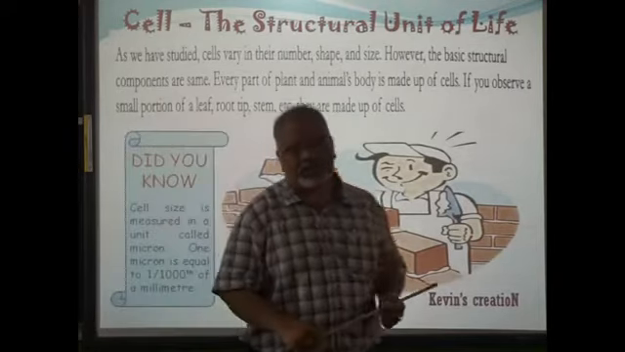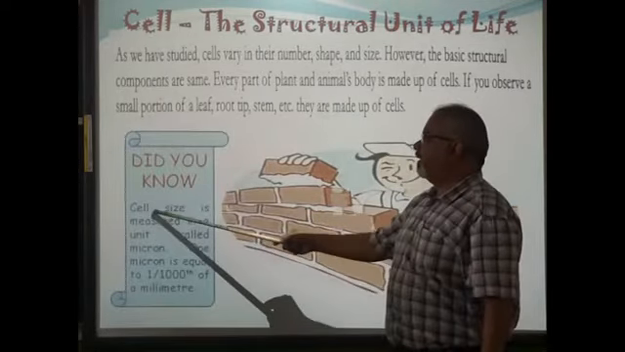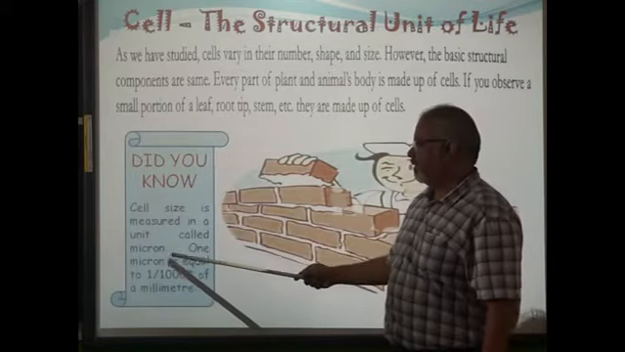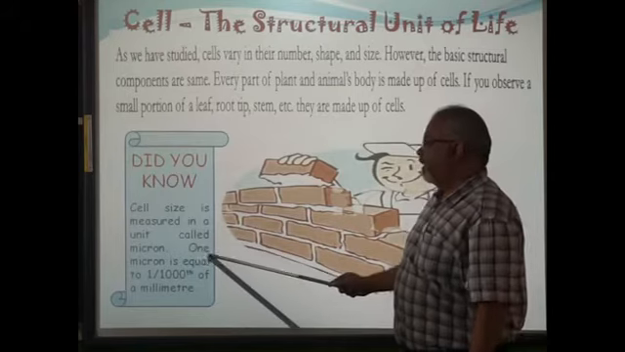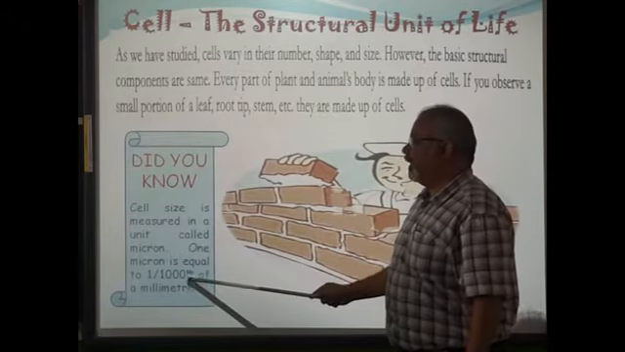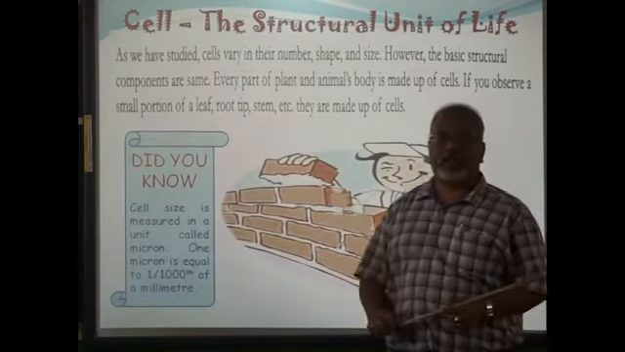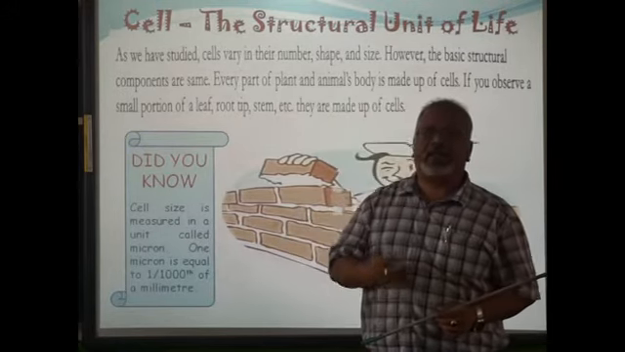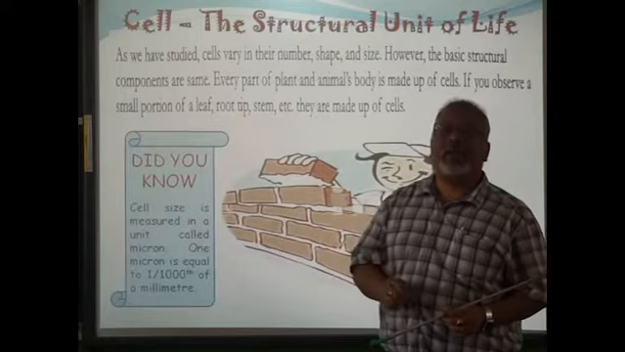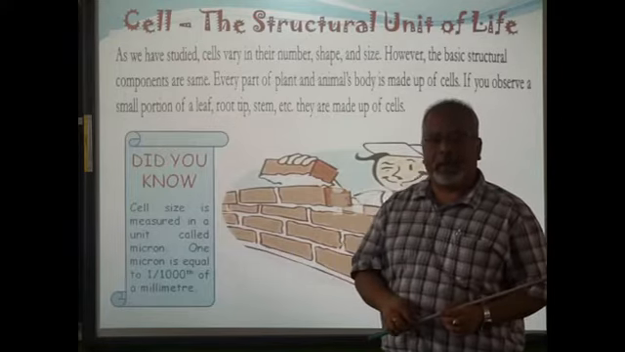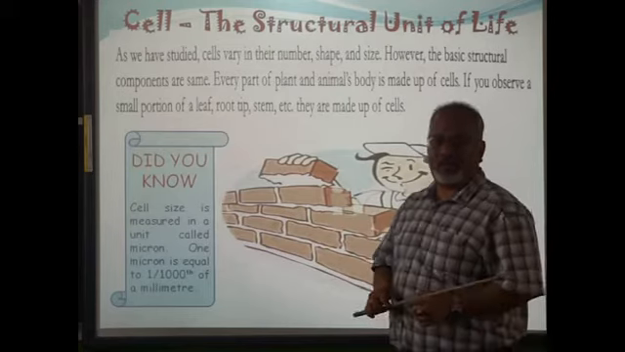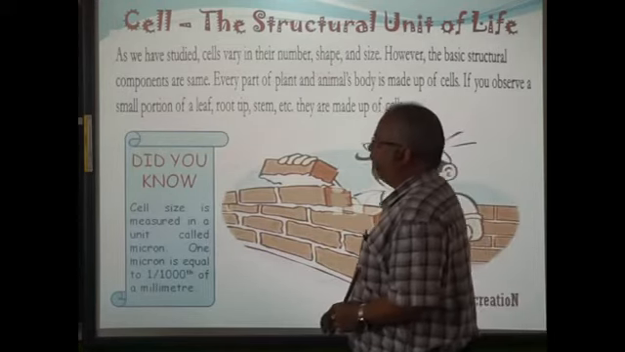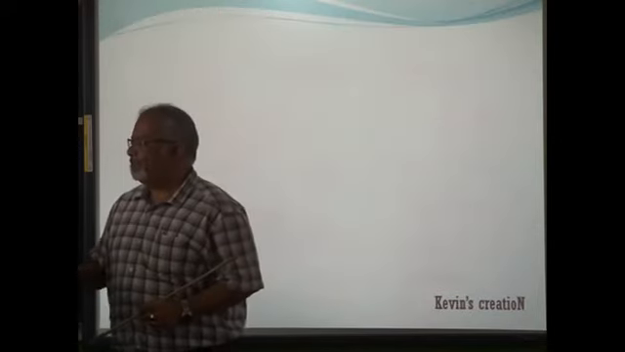One more piece of information is given here. Cell size is measured in a unit called micron. And what is a micron? A micron is equal to one thousandth of a millimeter. A millimeter is very small. If you divide a millimeter into 1,000 parts, one part is called 1 micron. So 1 micron is equal to one thousandth of a millimeter. So this was the information.